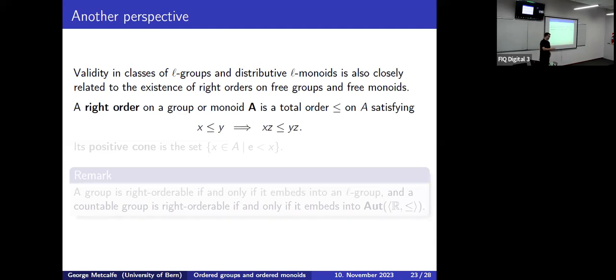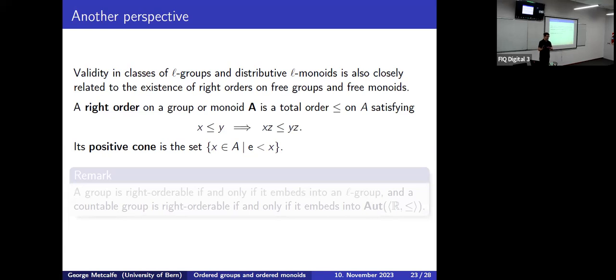You can define left orders as well. For groups, it doesn't matter which you choose as long as you're consistent, right or left. And you can define bi-orders to mean it's preserved on both sides. We talk about the positive cone with respect to the right order as being all those elements which are strictly bigger than e. Now, this is only really interesting when you have a right order on a group, because in that case, you can identify your right order, which is obviously a binary relation, with its positive cone, right? So you can think of right orders as positive cones, so as subsets of the group.